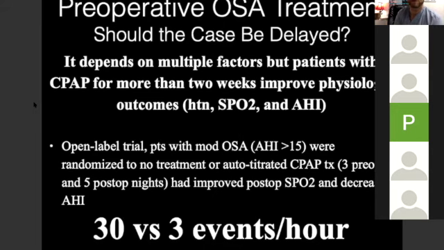Now, preoperative OSA treatment: should the case be delayed? So you have a patient in front of you who's not on BiPAP, not on CPAP. Should you delay this case?